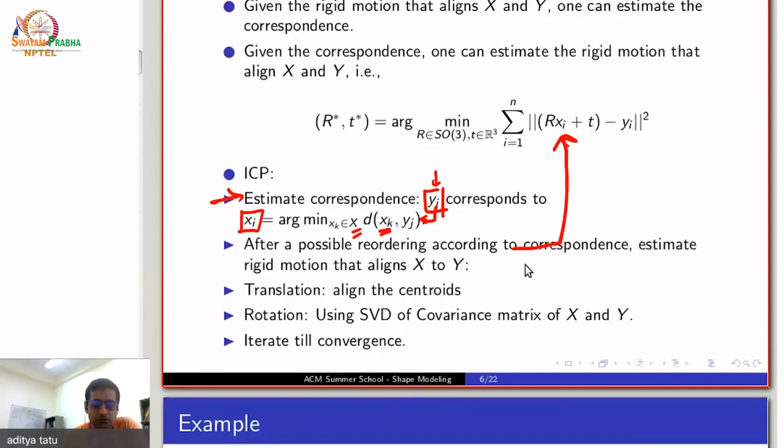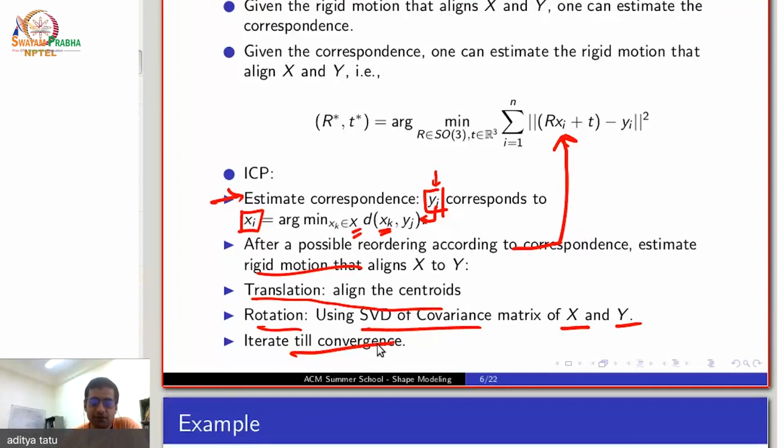Okay, so estimate the rigid motion. Translation: just align the centroids, as expected. And rotation using the SVD process: find the covariance matrix of the centered meshes. That's going to give you your optimal rotation. Apply that rotation to the mesh and then go back to estimating correspondence. Iterate till you have convergence.